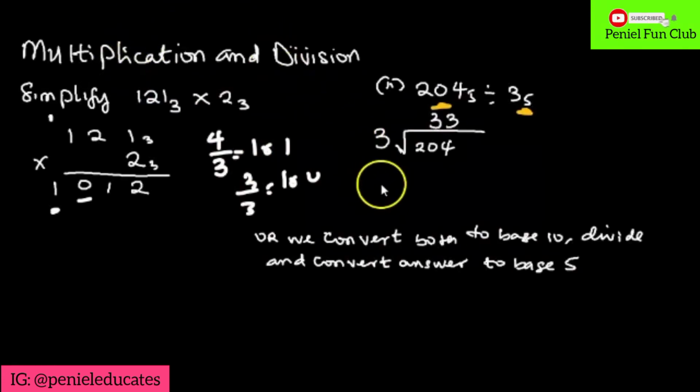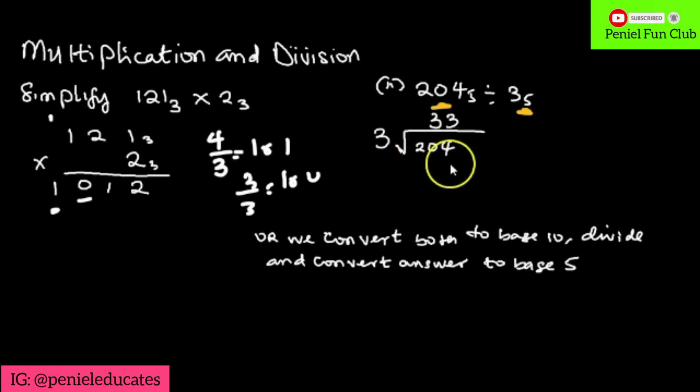Okay, so how do we go about that division? I want you to watch this very carefully. The traditional way of doing this division is to divide the 2 by 3. Since this 2 is less than 3, then we convert this 2 in base 5.